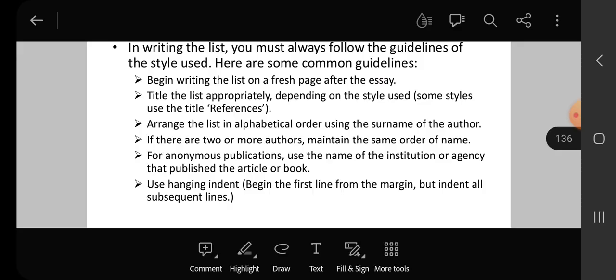And also, for anonymous publication, use the name of the institution or the agency that published the article or the book. Some online publications, you go there and you will not see the person that published it. It is anonymous. So you look for the website name. If it is an encyclopedia or Wikipedia that you got that information from, you use that one.